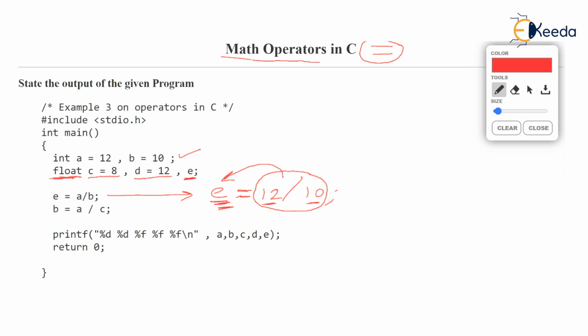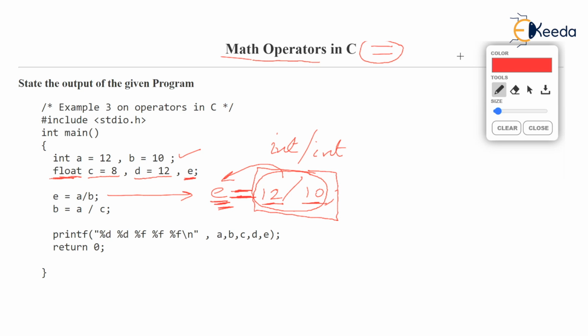Whenever the assignment operator is used, this equal to is the assignment operator, always RHS is solved first. This is a global rule. RHS is solved first. Actually C or C++ won't even look at the left hand side. Whether left hand side is an int or float, it won't see. It will first solve the right hand side, and right hand side is 12 upon 10, and 12 upon 10 is perfectly an int value upon an int value. So 12 upon 10 won't be 1.2, it will be 1.